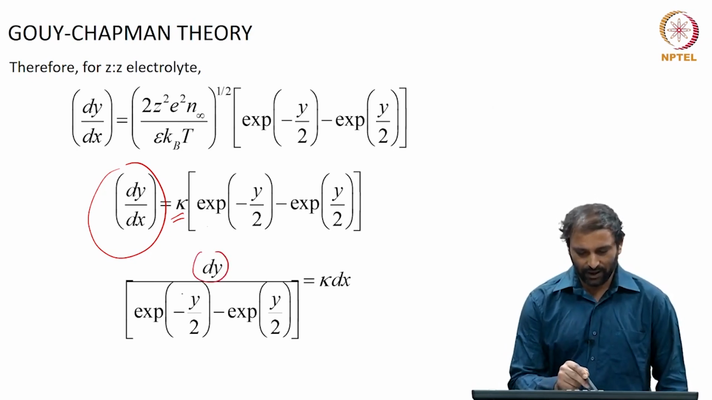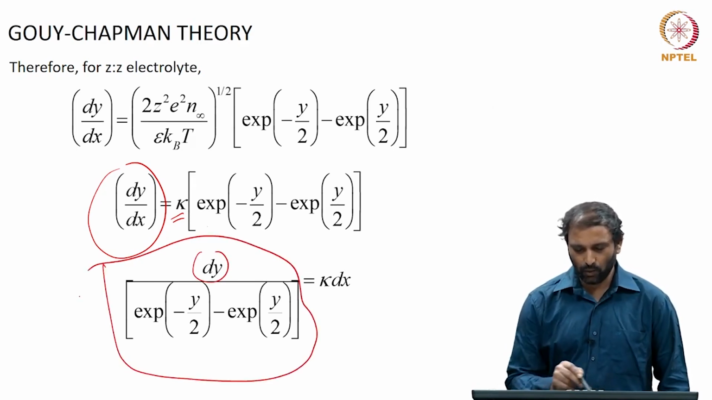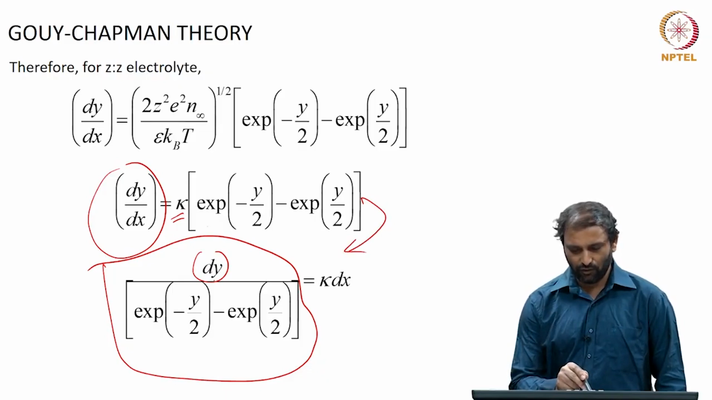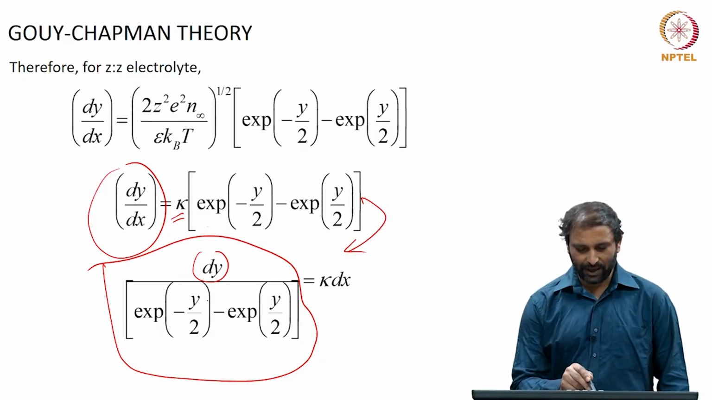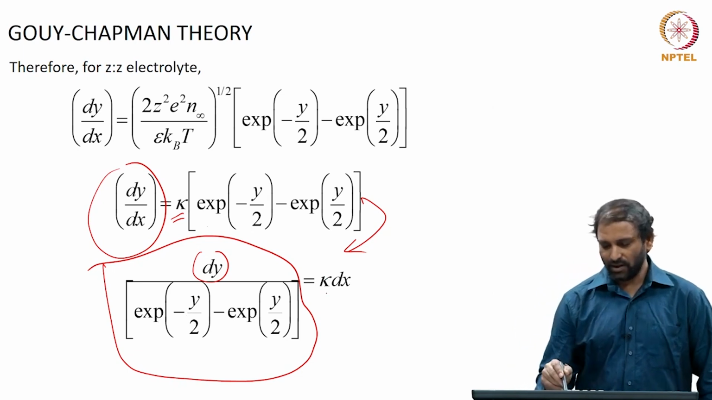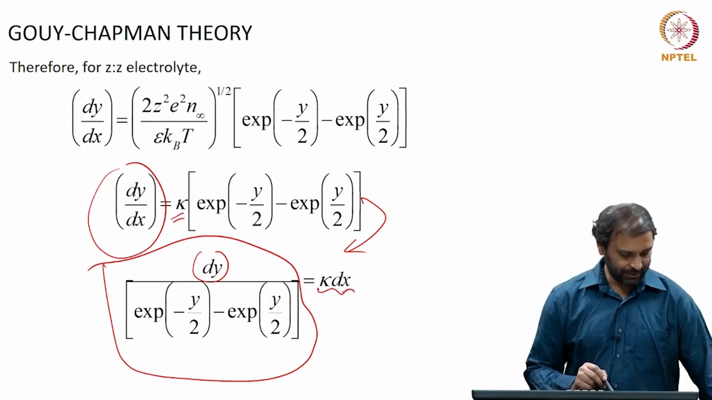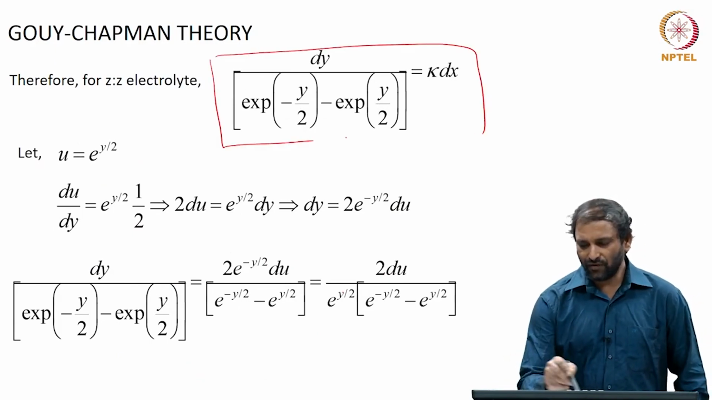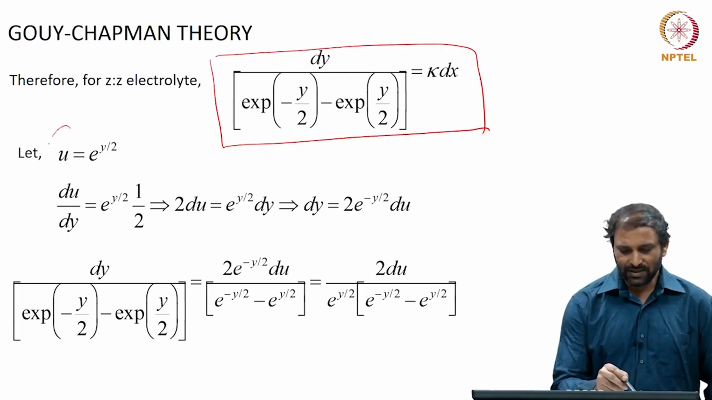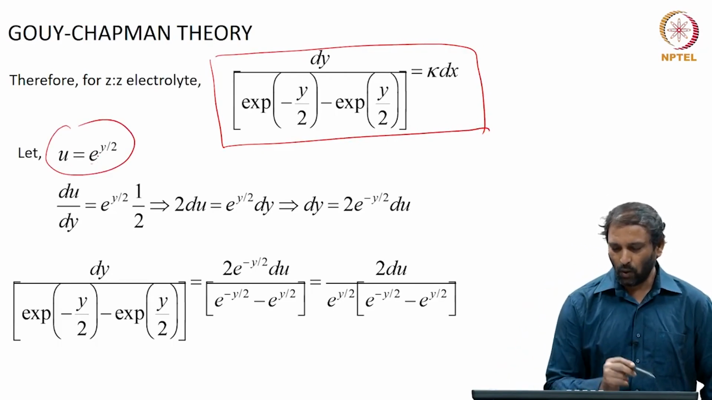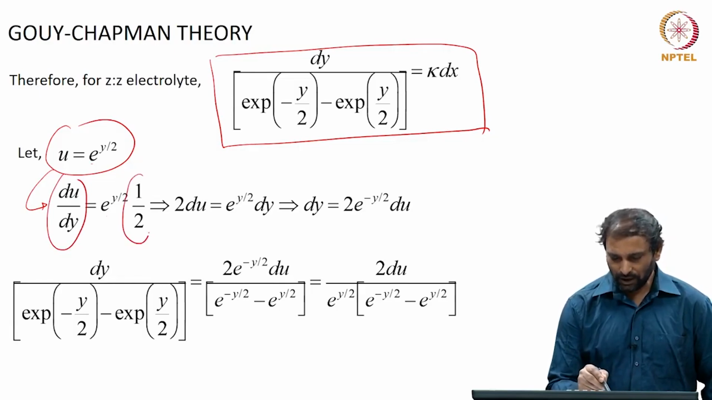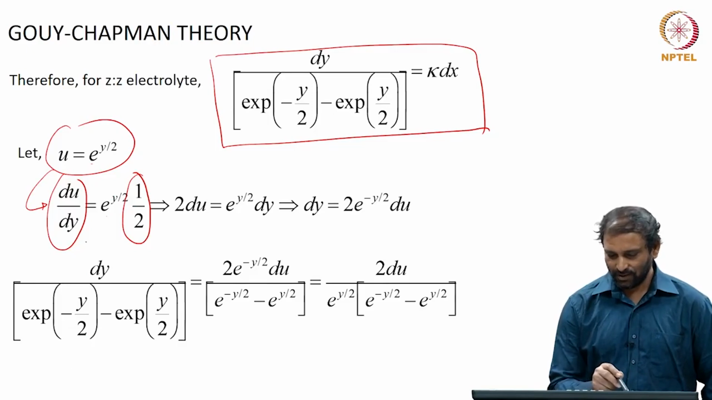So I have dy, the terms with y on one side, I can just rearrange this a bit. Therefore, I end up with dy divided by exponent of minus y by 2 minus exponent of y by 2 is equal to kappa times dx, and if you want to evaluate this further, we are again going to substitute u as e power y by 2. Therefore, du by dy is e power y by 2 multiplied by 1/2, right.